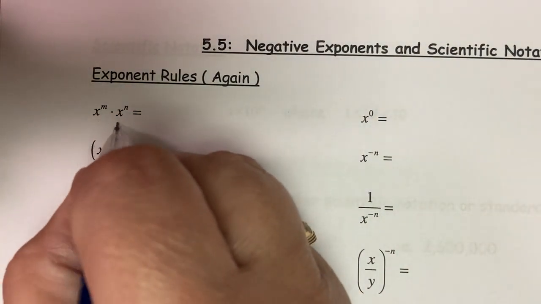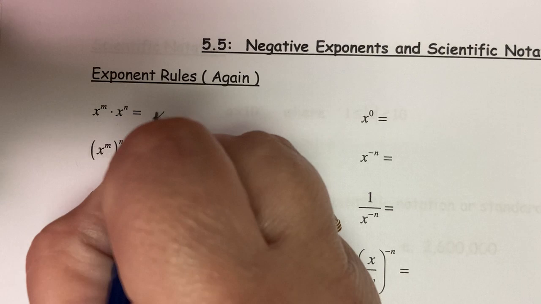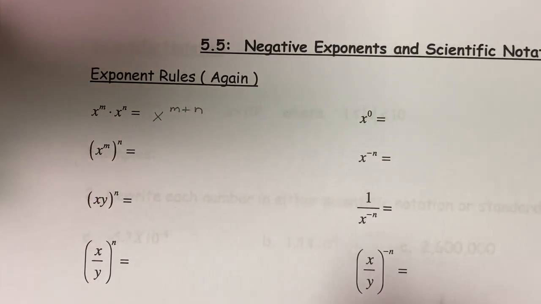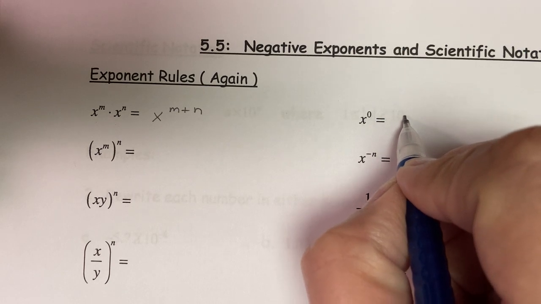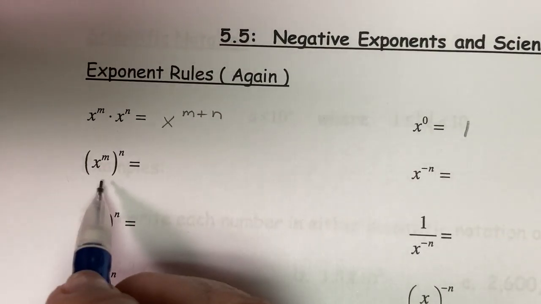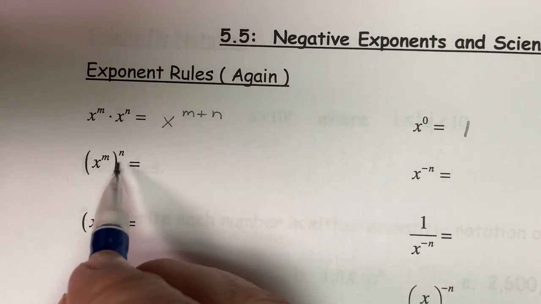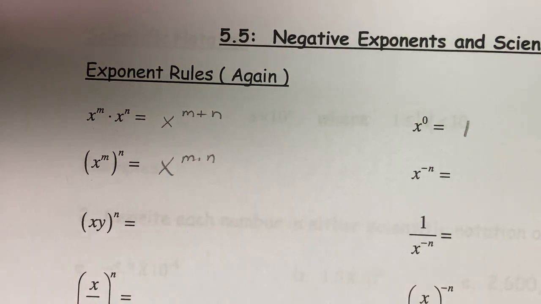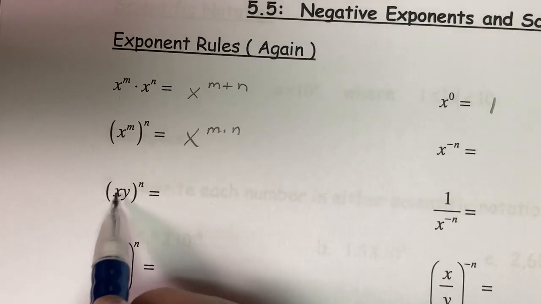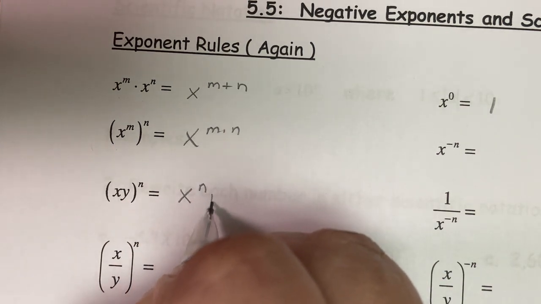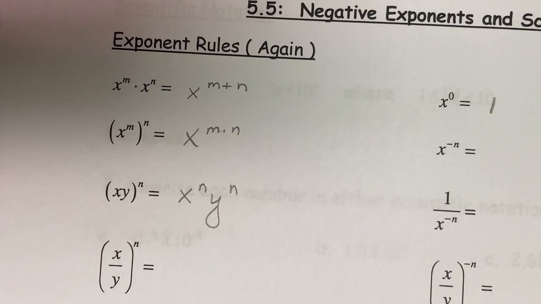So when you're multiplying with like bases, remember the rule is that you add the exponents. If we go to the right, anything to the 0 power is 1. Here, if I'm taking a monomial and I'm raising it to a power, I multiply the powers. Let's go down here next. Remember, if you have a monomial inside the parentheses, that exponent has to be applied to every single part of the monomial.